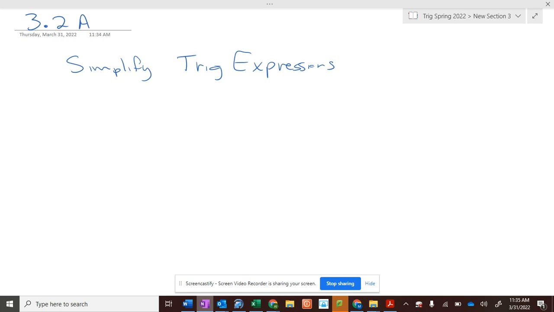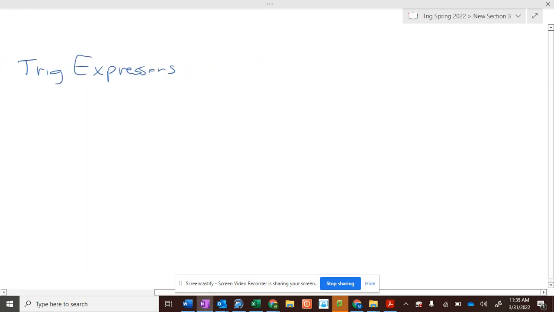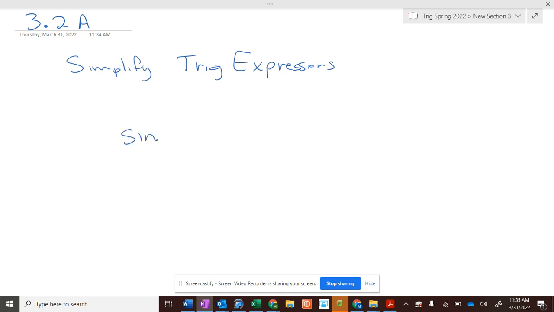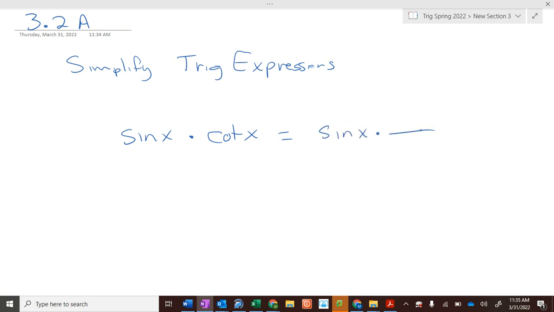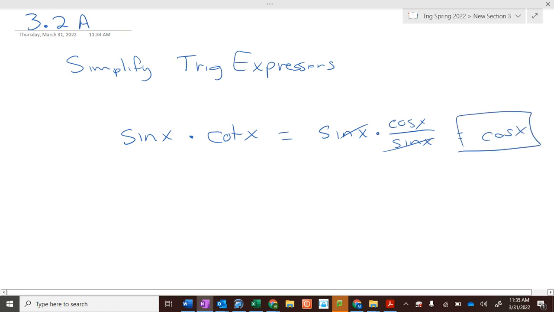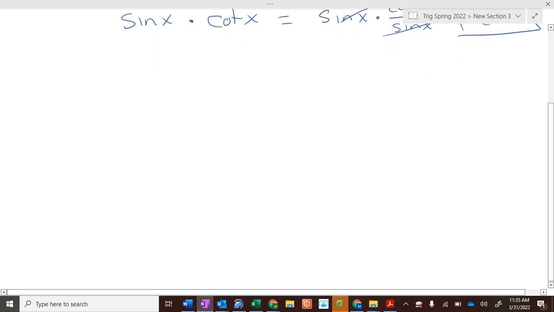All right, simplifying trig expressions. So if we have something fairly simple like sine of x times cotangent of x, how does that simplify? What should we do? We've already done this. Change cotangent into cosine of x over sine of x, and those cancel to be cosine of x. Okay, that's a very simple one. That's what we'll be doing in this first little section today.